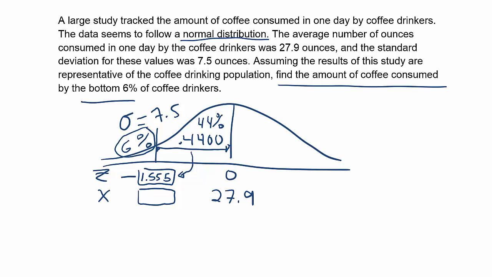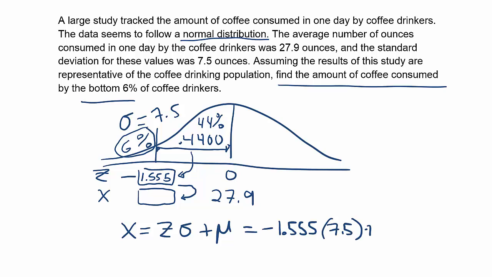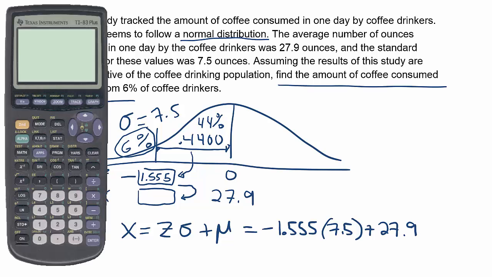Now, let's go ahead and plug that into our formula to get x. The formula for x is just the z-score formula solved for x. So x equals z times sigma plus the mean. So in this case, that's going to work out to be negative 1.555 times the standard deviation, which is 7.5, plus the mean, which is 27.9. All right, let's see what that gives us. So we'll have negative 1.555 times 7.5 plus 27.9.